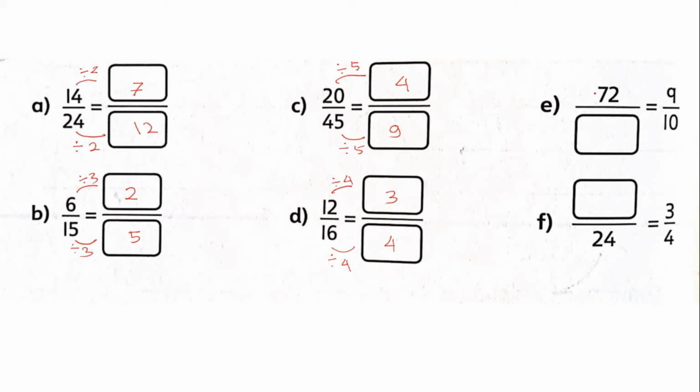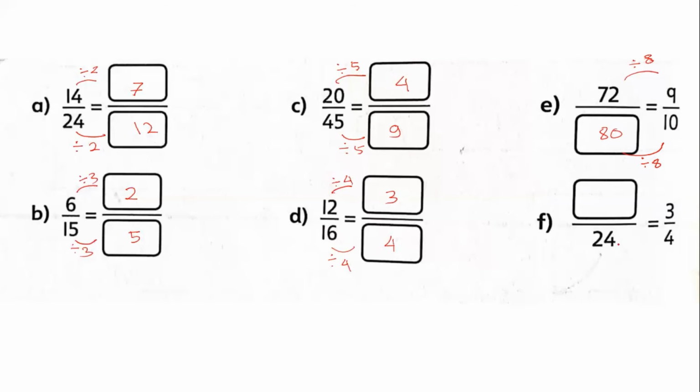For the next one, we know that 72 becomes 9. We divide the number by 8. 72 divided by 8 is 9. And now we know that this number we must also divide by 8. A number divided by 8 becomes 10, so the number must be 80. Or also, 10 times 8 is 80.